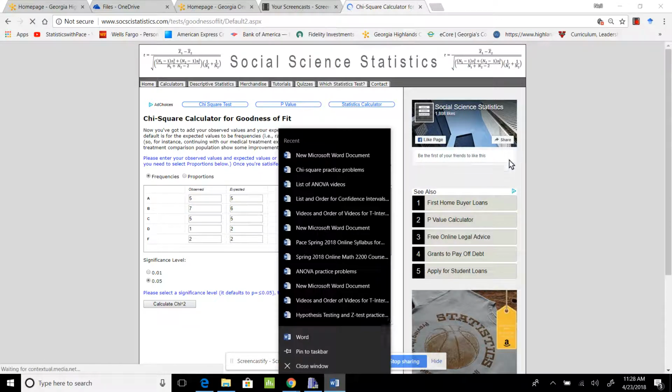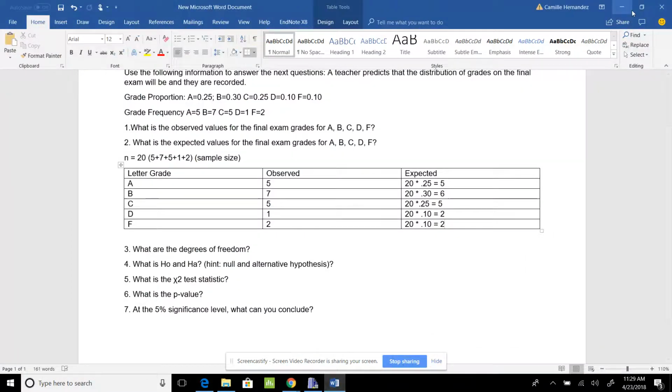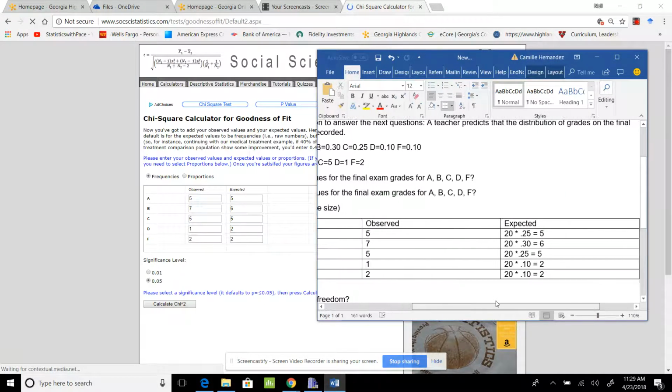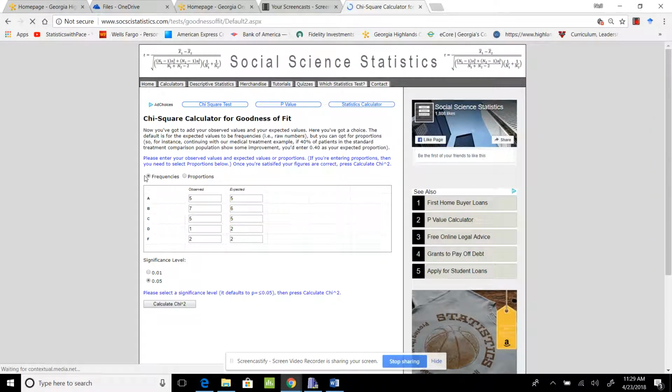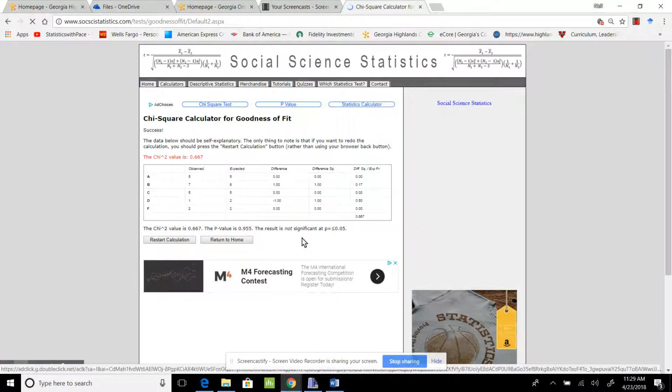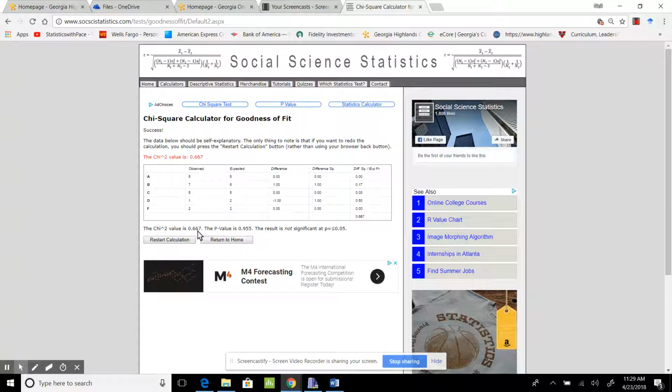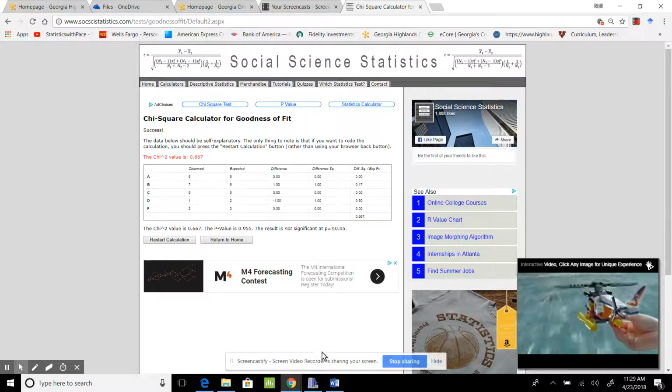All right, look what I'm going to do real fast. I'm going to go back to my table and make sure that I have the right stuff. So my observed are the same and my expected are the same. Check yourself before you hit the calculate button, because if not, you're going to have to do it again. So here I go again: frequencies, observed, expected. And then I pick the right level of significance and I hit calculate chi-squared. Okay, so I got some good stuff there. I got the chi-squared value is 0.667 and the p-value is 0.955.